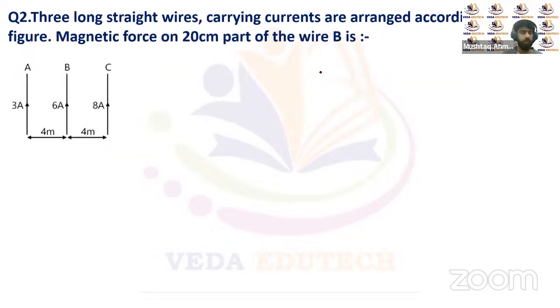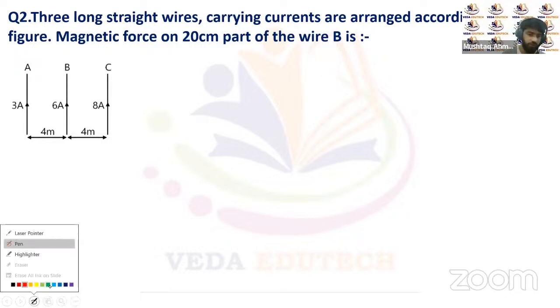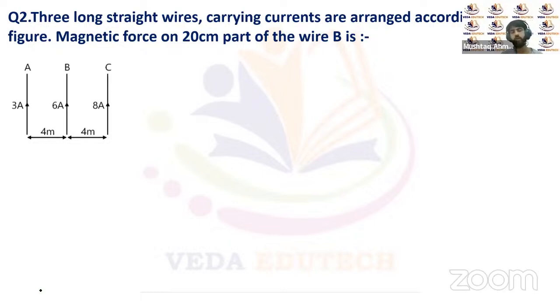Now let's move on to another question where the same concept is involved. In this question number 2, we have been given three long straight wires carrying currents arranged according to the figure, right? The magnetic force on a 20 centimeter part of the wire B is, right?